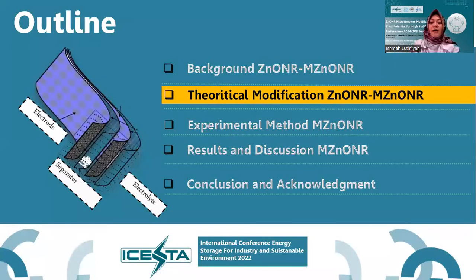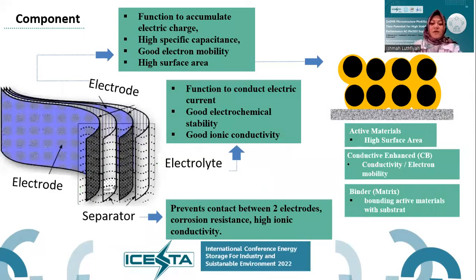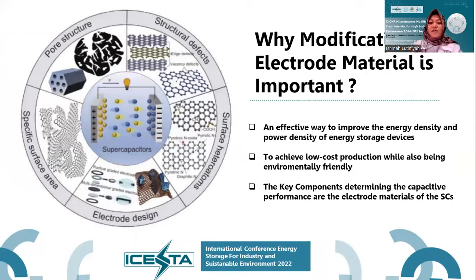So based on that theoretical modification, ZnONR and Mn2O3, or MZnONR, is the title for my sample. You must know that for a supercapacitor, you must optimize the electrode, electrolyte, and separator you use. I make the modification on the electrode because if you want higher performance, you must optimize the electrode materials.